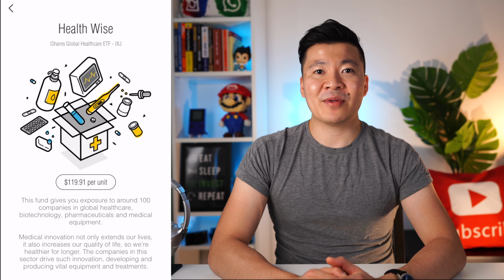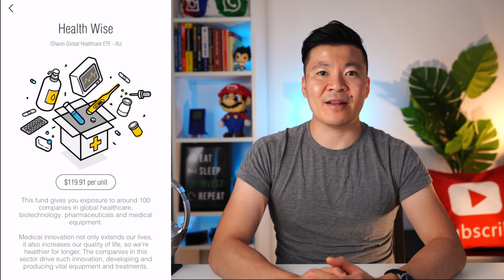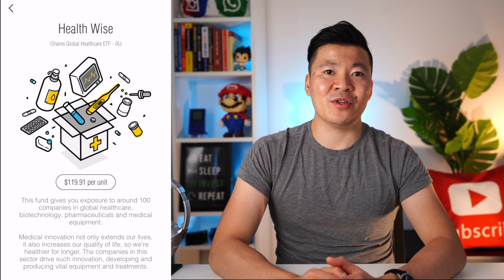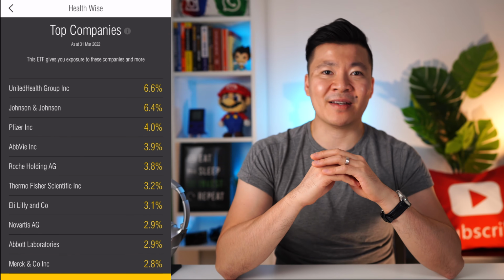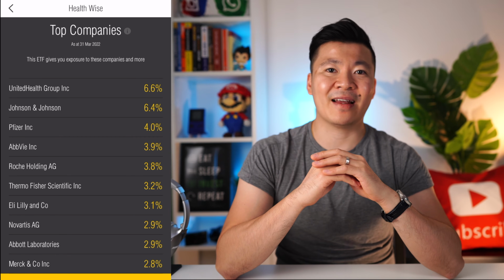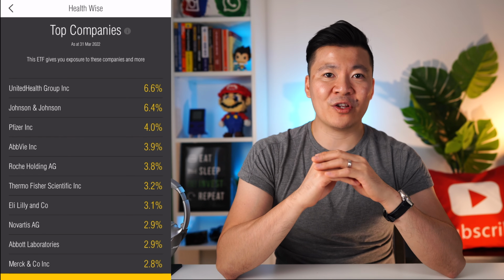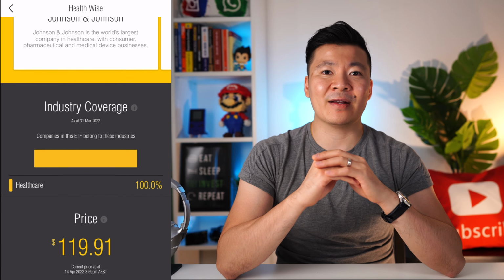The last few years has demonstrated the importance of these healthcare companies in combating diseases and illnesses by continuing to innovate, develop, and produce treatments. This ETF includes companies like United Health Group, Johnson & Johnson, and Pfizer, which is a company I'm sure you've heard a lot about in the last few years. Obviously, this ETF is 100% invested in the healthcare industry, so we don't need to cover that for too long.